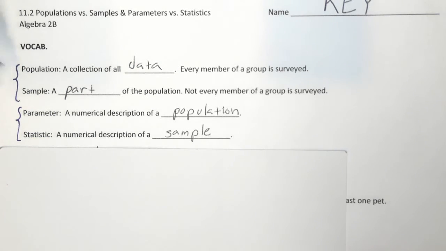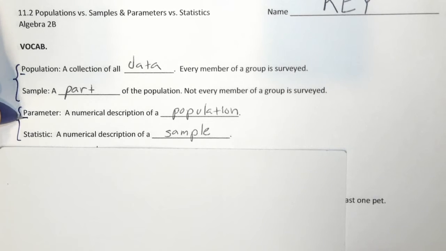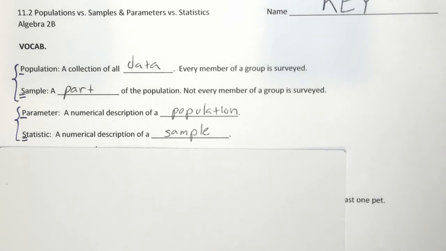One of the things that's helpful is that population starts with a P and parameter starts with a P. Sample starts with an S, and statistic starts with an S. So you can use that to make sure you don't get them twisted.